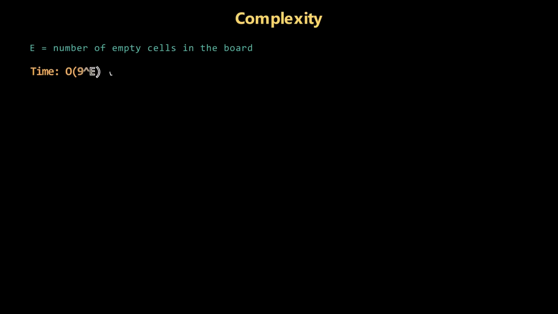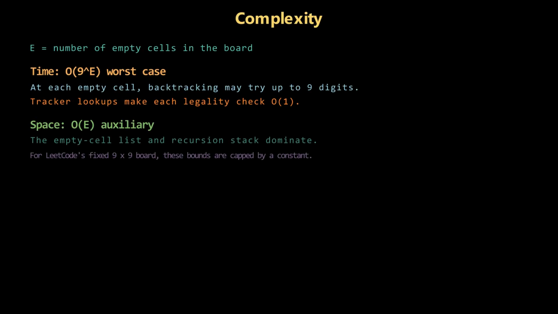For a Sudoku solver, the worst-case search time is O of 9 to the e, where e is the number of empty cells. Each empty cell may try up to 9 digits, but each tracker lookup is constant time. Space is O of e for the empty cell list and recursion stack, while the row, column, and box trackers are constant size for the standard 9 by 9 board.